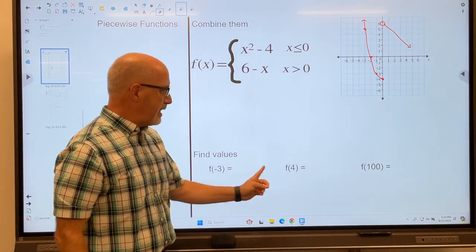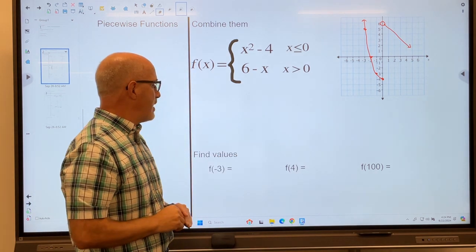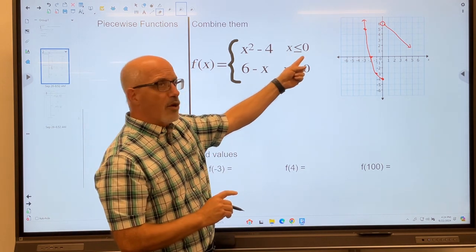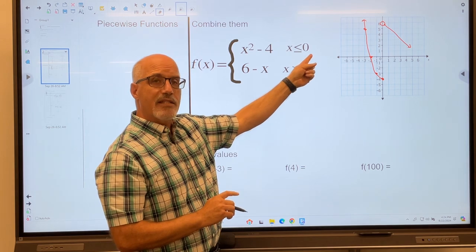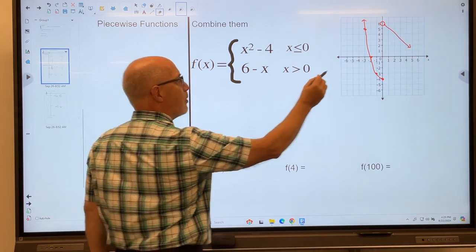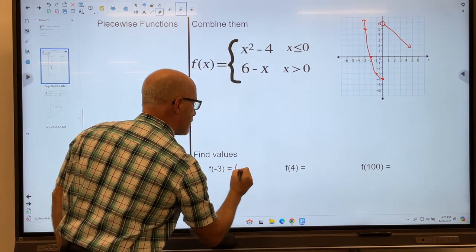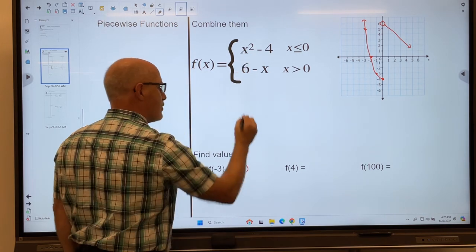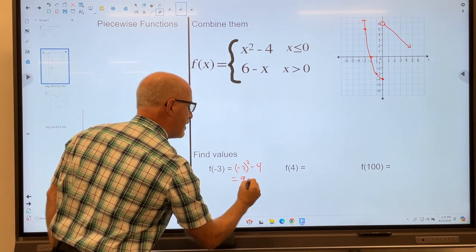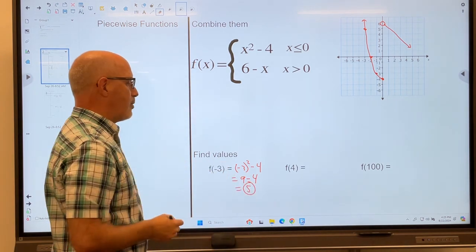And when you're looking at these values, what you're going to do is look for which part of the domain it fits into. So if I look at this negative 3, negative 3 fits into this domain. It's less than 0, so I'm going to put negative 3 in here. And if you recall, when we put in negative 3, we got out a y value of 5, because we have negative 3, apply this rule, square it, subtract 4, and you get 9 minus 4 is equal to 5. So f of negative 3 equals 5.